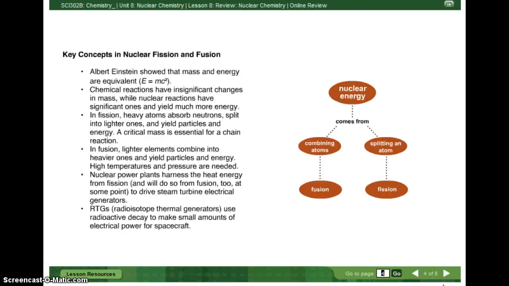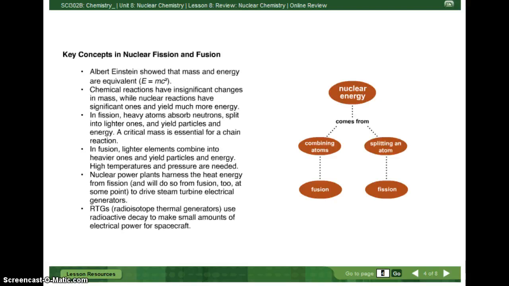In fission, heavy atoms absorb neutrons, split into lighter ones, and yield particles and energy. A critical mass is essential for a chain reaction. In fusion, lighter elements combine into heavier ones and yield particles and energy. High temperatures and pressure are needed.